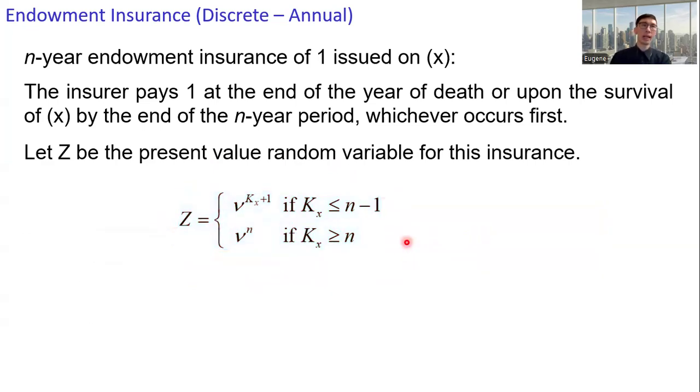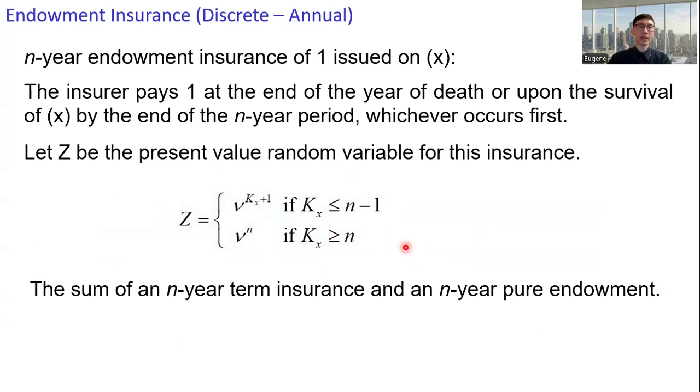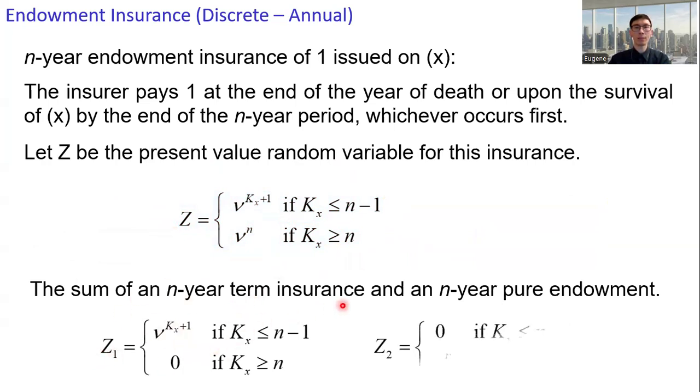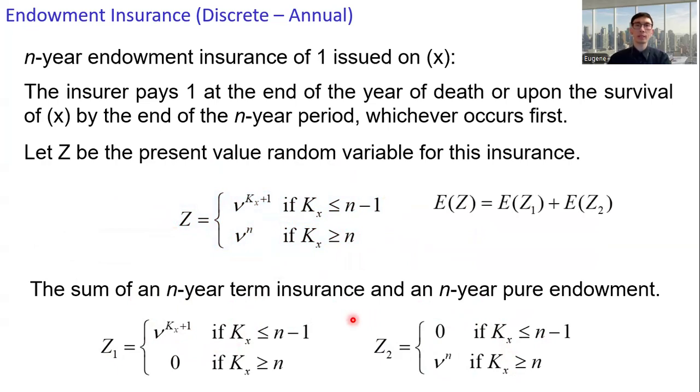We can regard the endowment insurance as the sum of an n-year term insurance, here I denote it by Z1 with this PMF, and an n-year pure endowment, Z2, with this PMF. And therefore, the expected value of Z is the expected value of the n-year term insurance, Z1, plus the expected value of the n-year pure endowment, Z2.